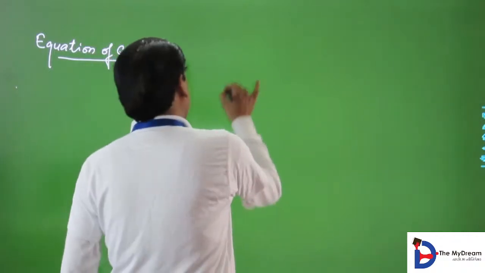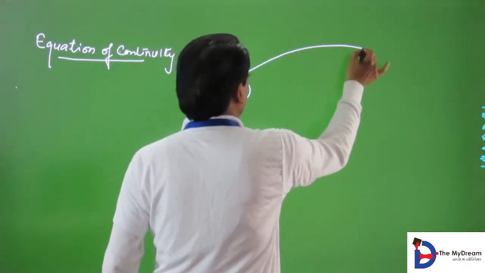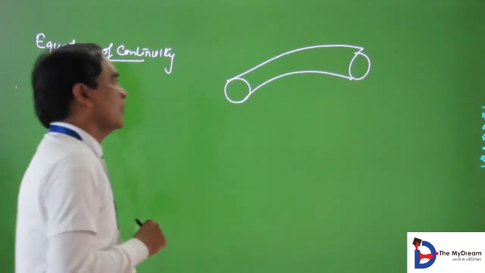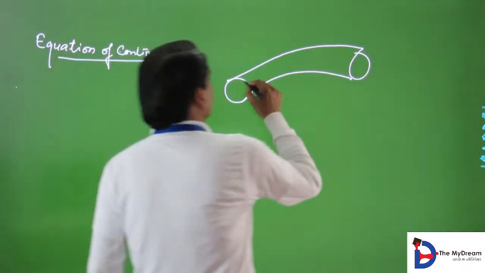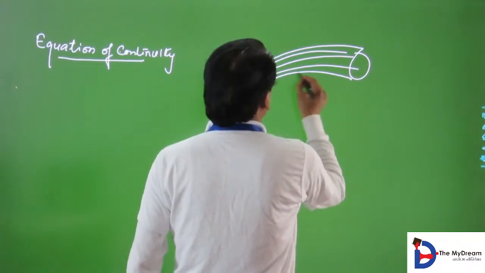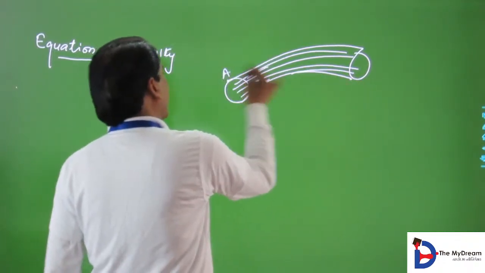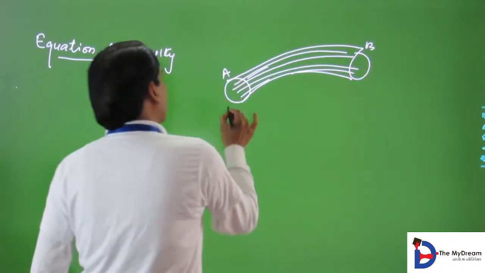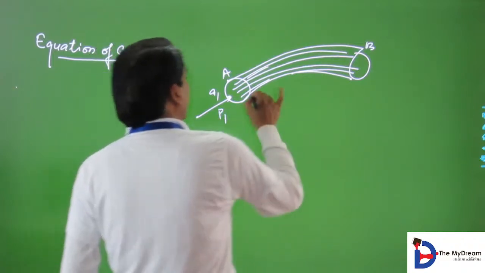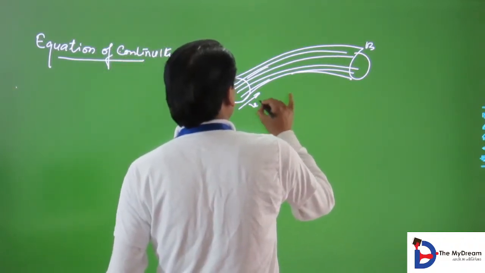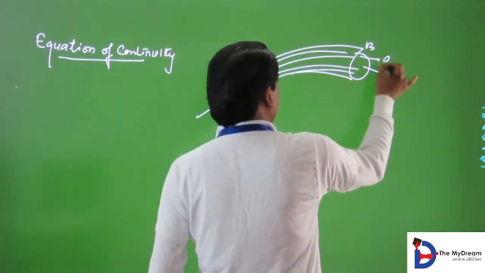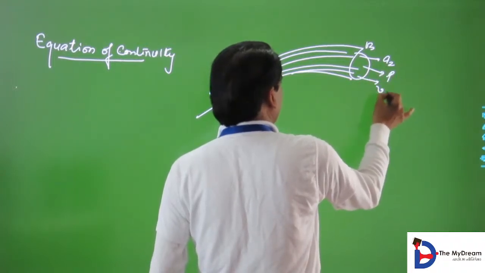Suppose you are considering a non-uniform pipe in which the fluid flow is laminar. This is section A, this one is section B. Here the area of cross section is A1, the pressure is P1 and the velocity is V1. Here the pressure is P2, area of cross section A2, and velocity V2.